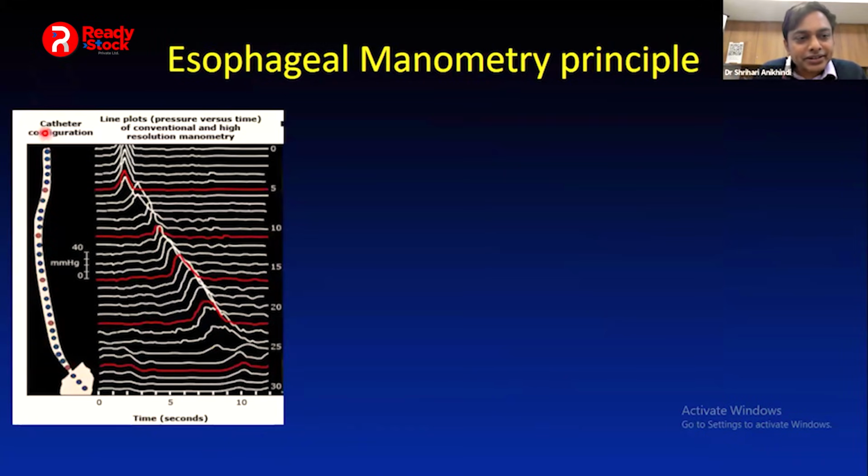So if you have put a catheter in the esophagus like this, and because we know that the esophagus is a peristaltic organ, you would see a wave of peristalsis going from the top to bottom. Okay, previously manometry was done in the form of line graphs, and this was how a typical line graph would appear, a high pressure wave starting from the top going down to the bottom.